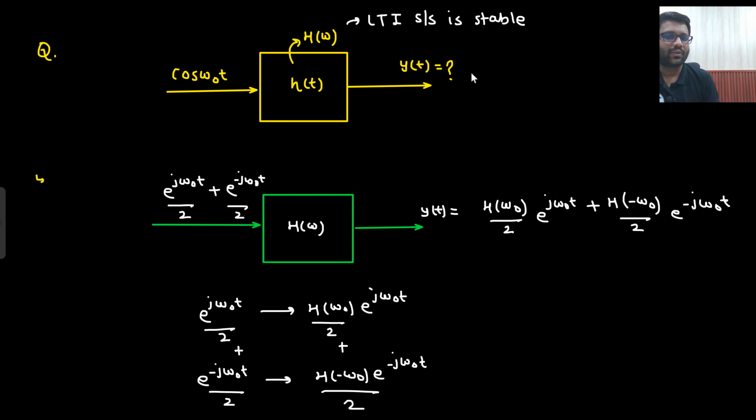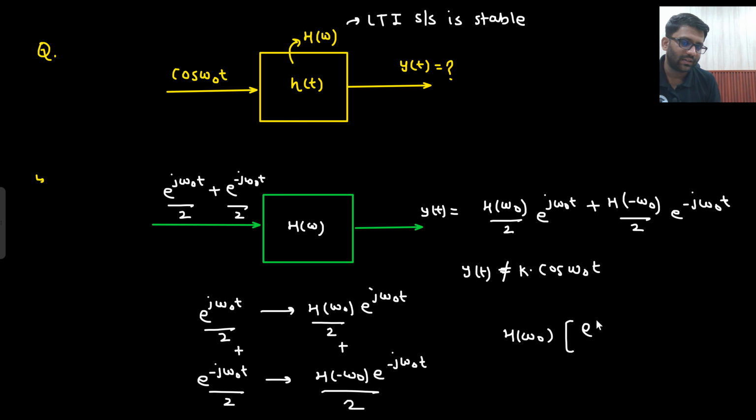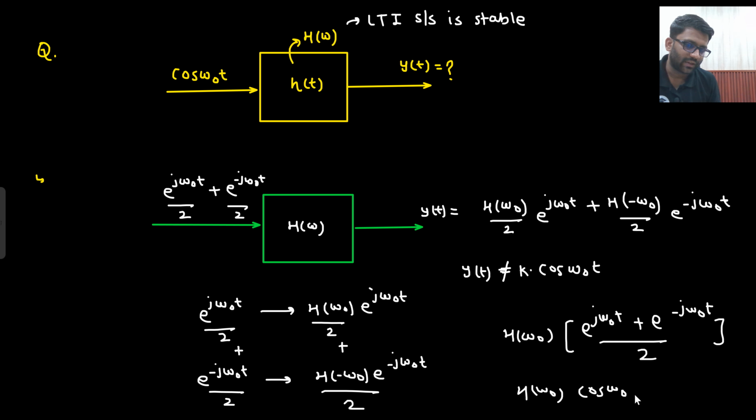So can you say that cos omega naught t is an eigen function? Are you getting y(t) as some constant value times cos omega naught t? No, this is not what you are getting. Are you able to take H of omega naught common? If H of omega naught was equal to H of minus omega naught, then I could have taken it common, and then I could have said that H of omega naught into cos omega naught t, and my cos omega naught t is my eigen function. But here there is nothing like that.